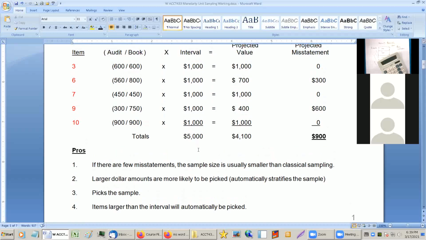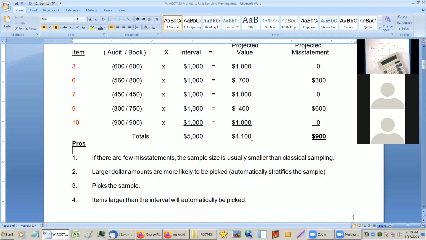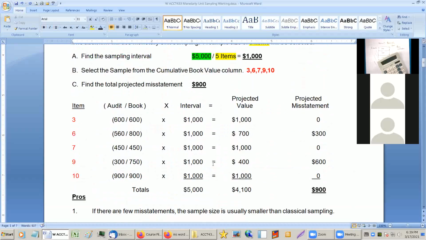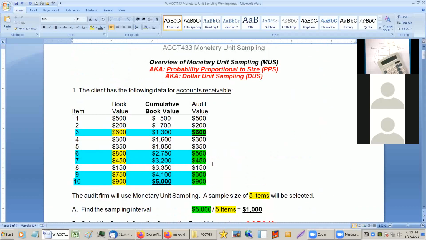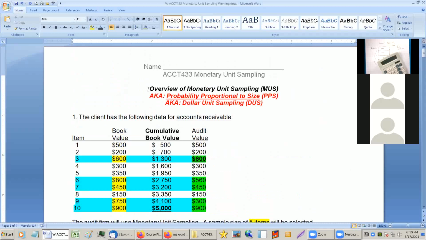Any questions on that? Now, more room here. I'm going to erase all this stuff. We don't need this right now.